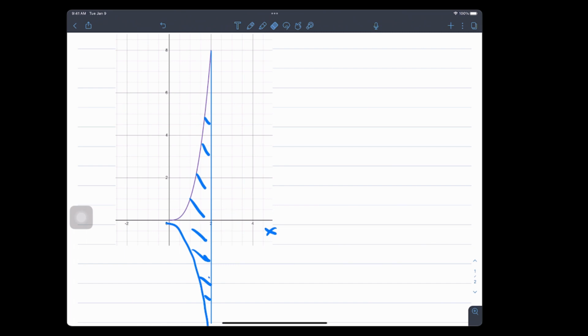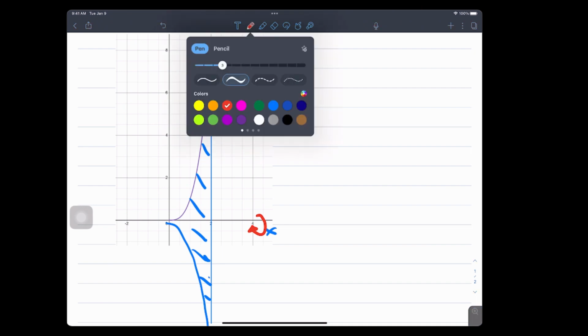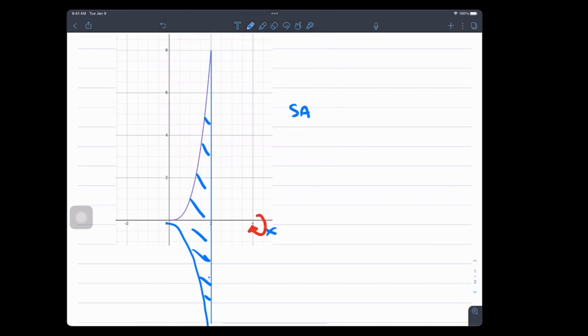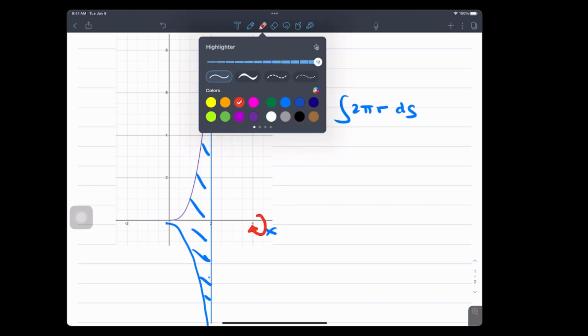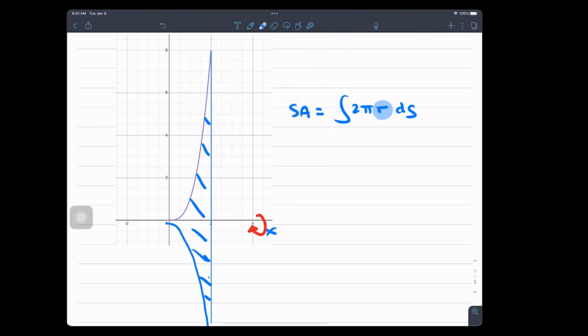And you're creating, well, it's not a solid, but it's the outside. So you're looking at surface area. And you use the surface area formula. So automatically, you say this is integral 2 pi what? R ds. So automatically, you write down your formula. What you need to know is what is R.